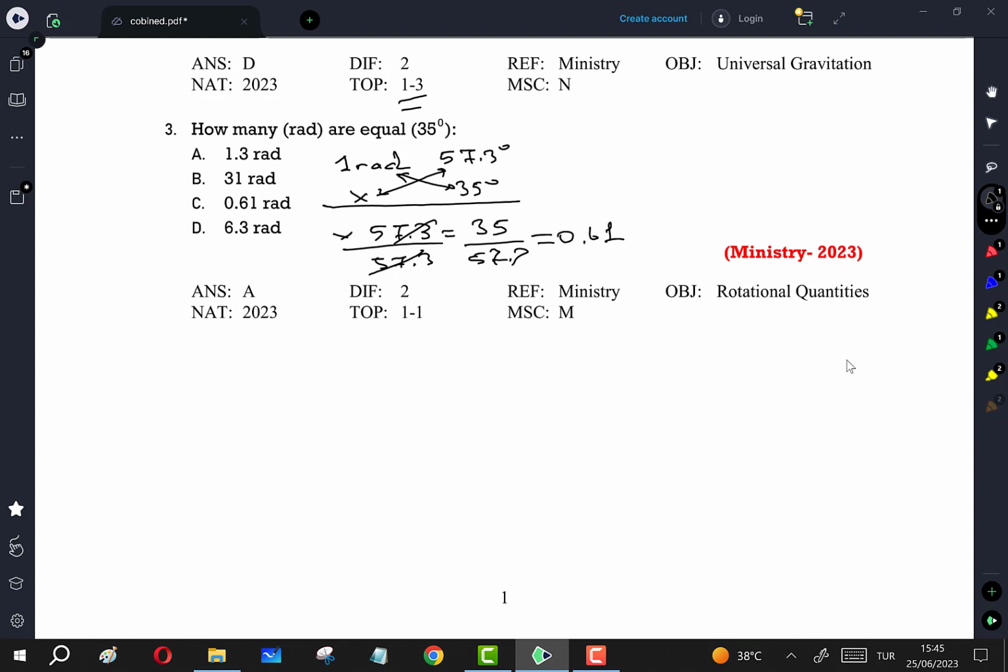0.61, this is one of the sectional questions I remember. In the book, it was 35 degrees, I think, in radians. So C is the correct answer for this.